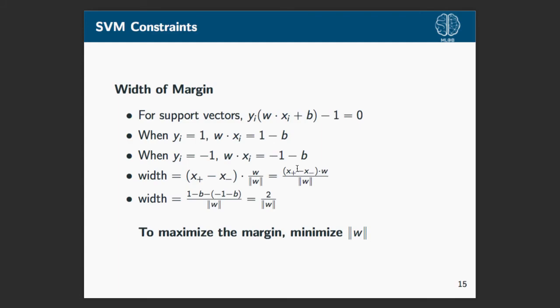Like the norm of w. So this is typically the 2 norm. So like w, if the entries are w1, w2, then it's w1 squared plus w2 squared plus w3 squared, all square root.